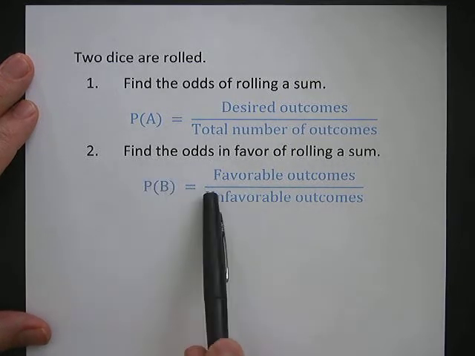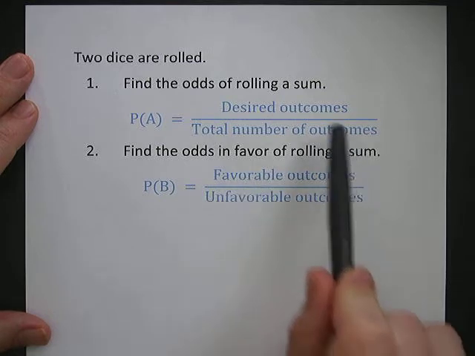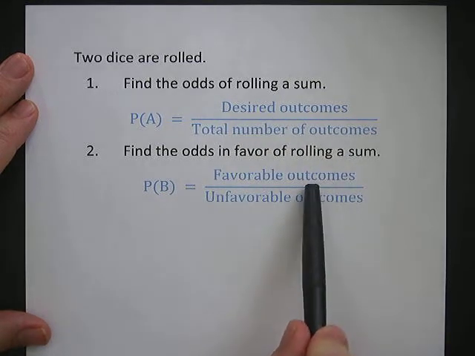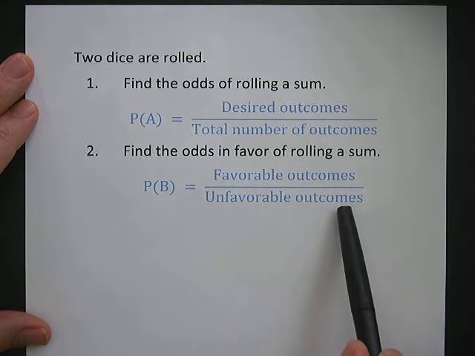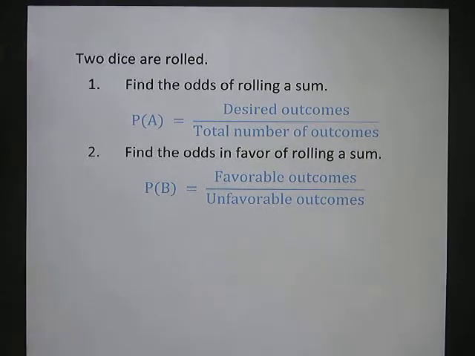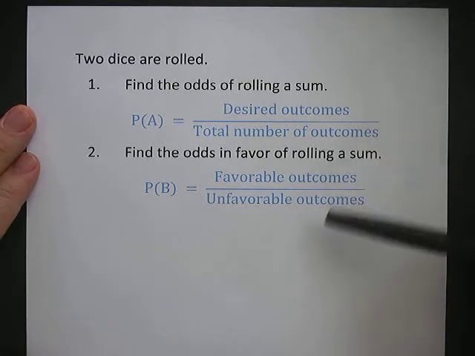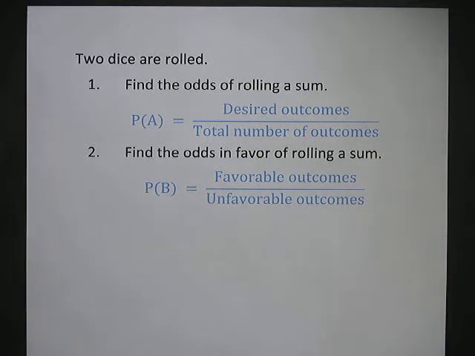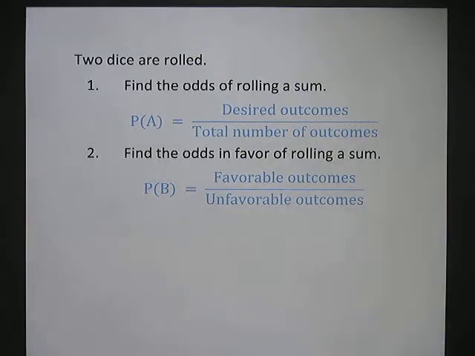That's a little different. On that, you have favorable outcomes. That's the same as desired outcomes. And then you have unfavorable outcomes. So to find the unfavorable outcomes, you would just subtract the favorable outcomes from the total number of outcomes. And I'll show you in a few examples.